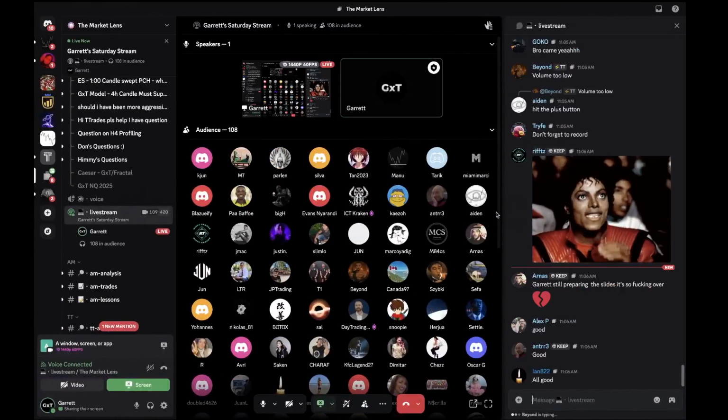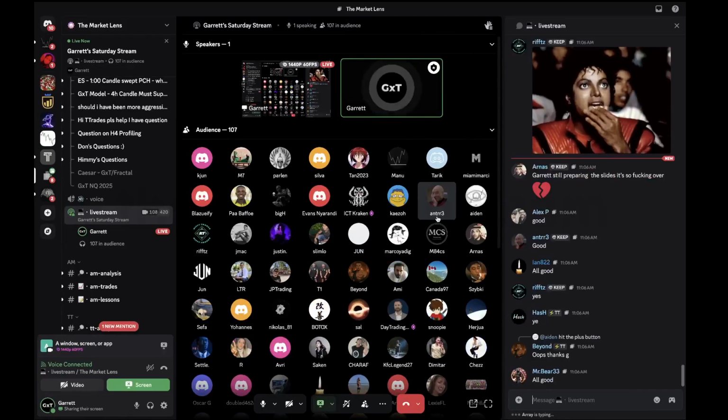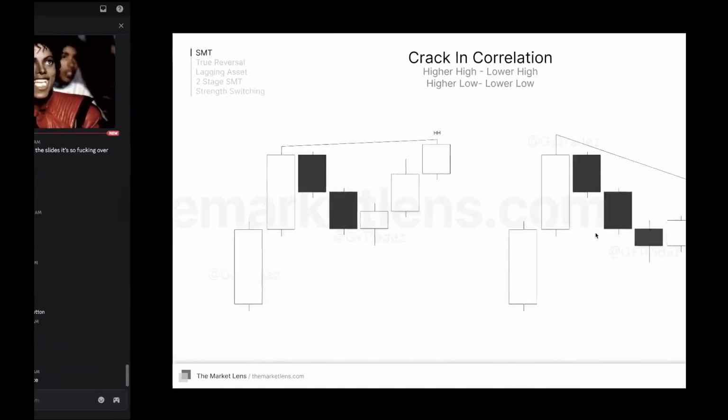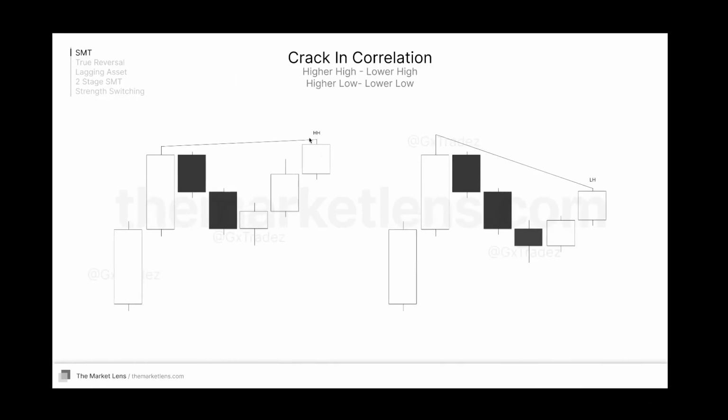All right. So what we're going to be going over is some SMT stuff. Now, this is not everything, but it's a big part of it. Enough yapping, so let's get into it, and then we'll get into some examples of this week's trades that I took using some of this stuff, right?